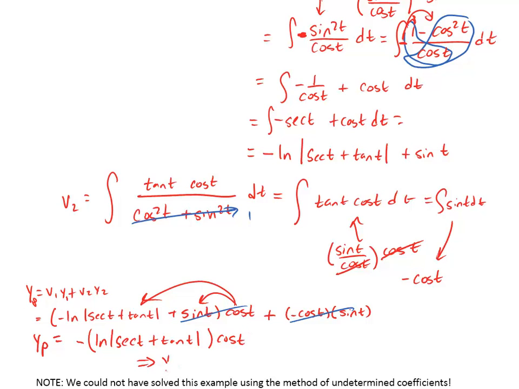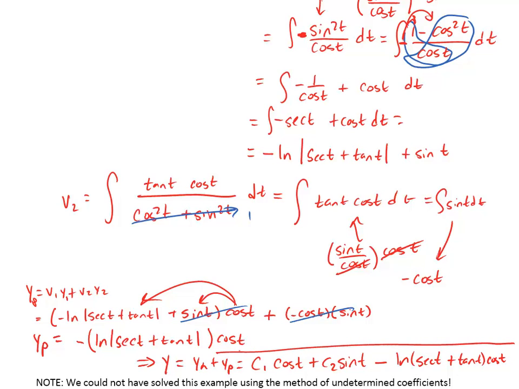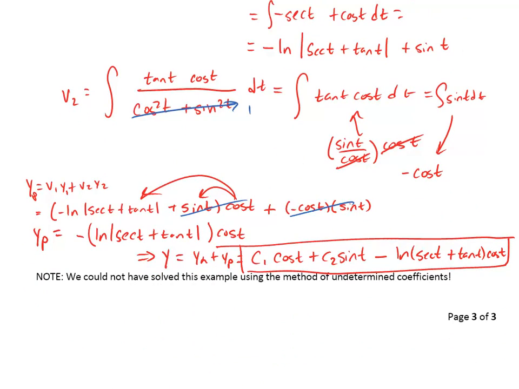So that altogether says that y is the sum of these two answers, c1 cosine of t plus c2 sine of t minus a natural log of secant of t plus tangent of t times cosine of t. There is your general solution. And notice, by the way, we could not have solved this example using the method of undetermined coefficients. So that's how variation of parameters allows us to find the particular solution in cases where, say, the method of undetermined coefficients would fail. And that's all you need to know to be able to begin tackling the homework.